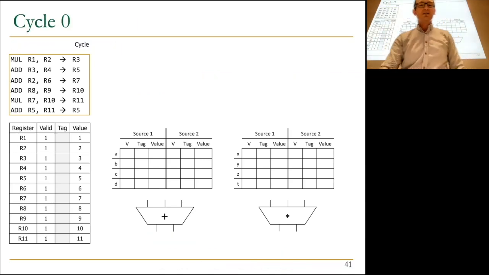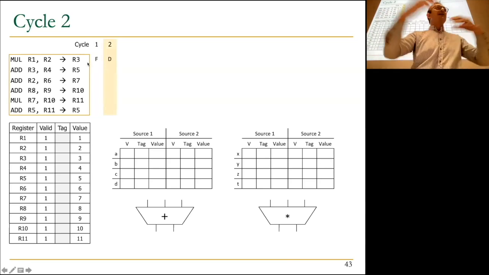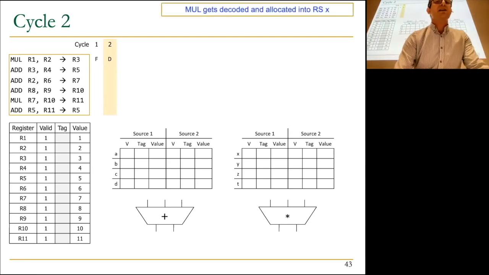This is cycle 0. Clearly, no instruction has been decoded. Let's fetch the first instruction. In cycle 1, we fetch this multiply instruction. Nothing interesting really happens because we just fetch the instruction, right? The interesting thing happens when we decode that instruction, right? Now we're going to decode this multiply. Now, what does decode mean? We've already gone through the algorithm. Let's go through the steps.